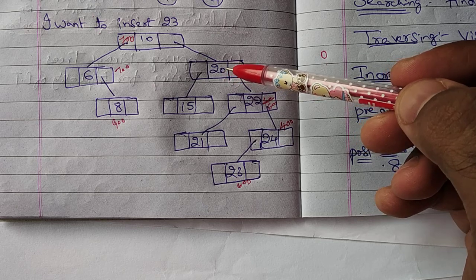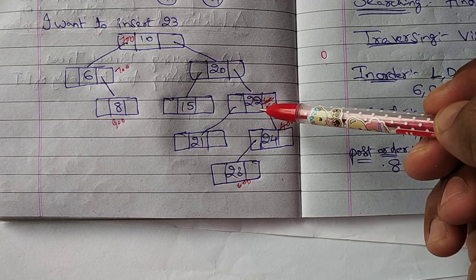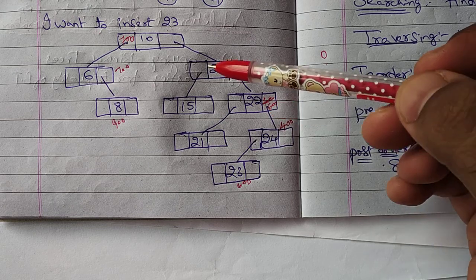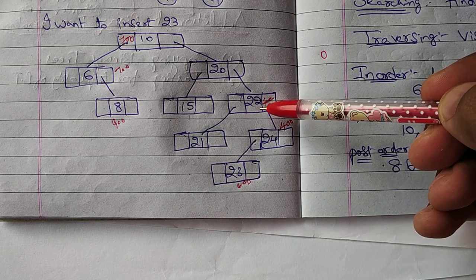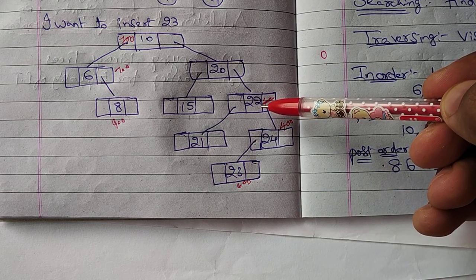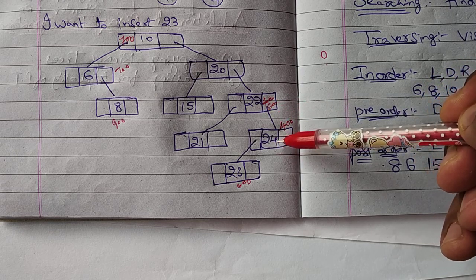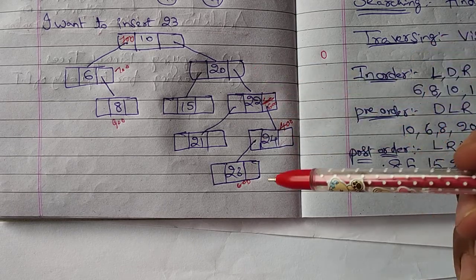24 is greater than 20. Come to right subtree. Again there is one more node. So search always starts from root node to the leaf nodes. Now where we are, in 22. 24 is greater than 22. So come to here. 24, what is the data here? 24. So we found it here. That is called searching.